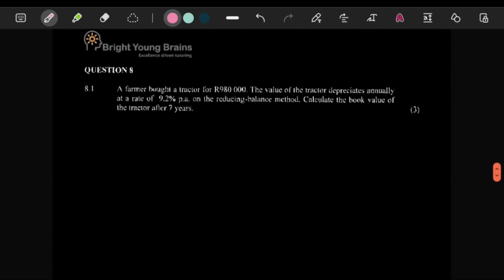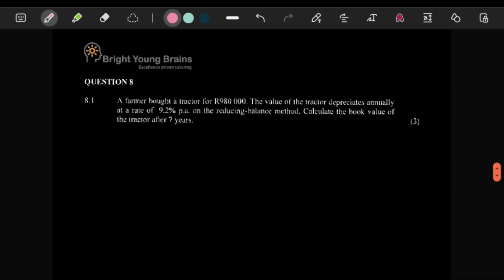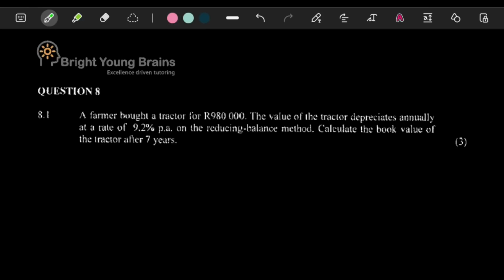So question 8 now is what we need to do next. Question number 8, people. A farmer bought a tractor for 980,000. The value of the tractor depreciates annually at a rate of 9.2% per annum on the reducing balance method. Then he says you calculate the book value of the tractor after 7 years.